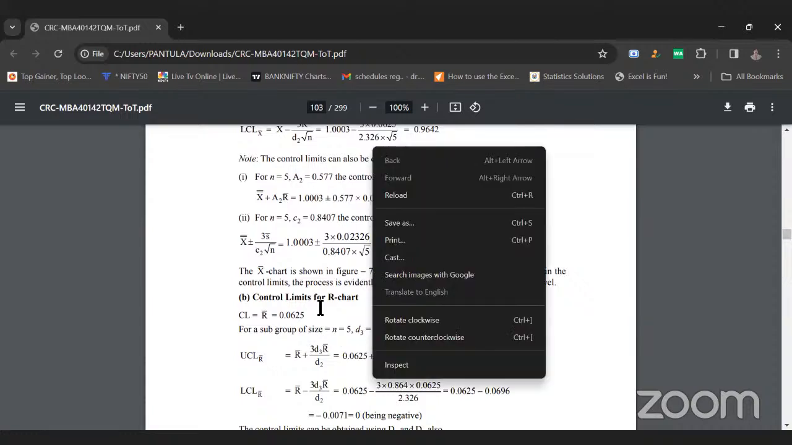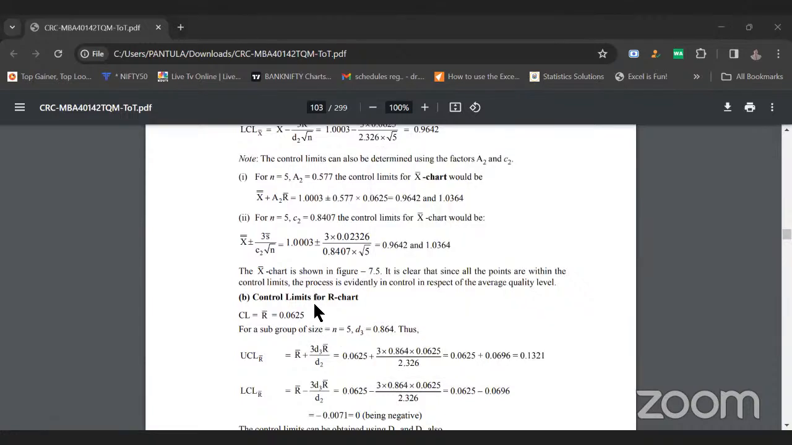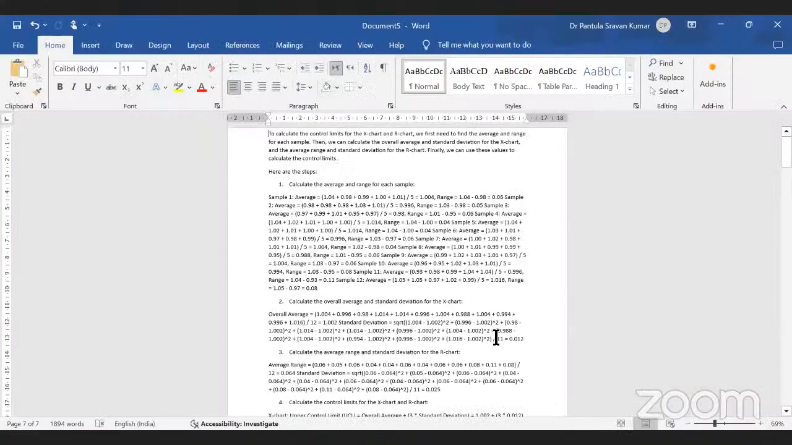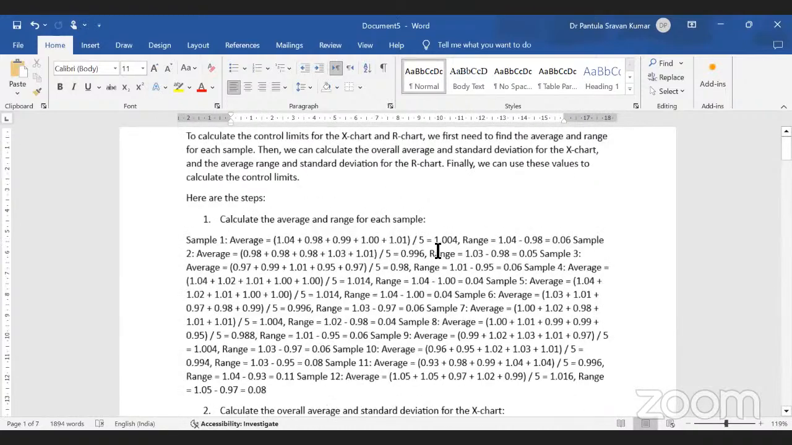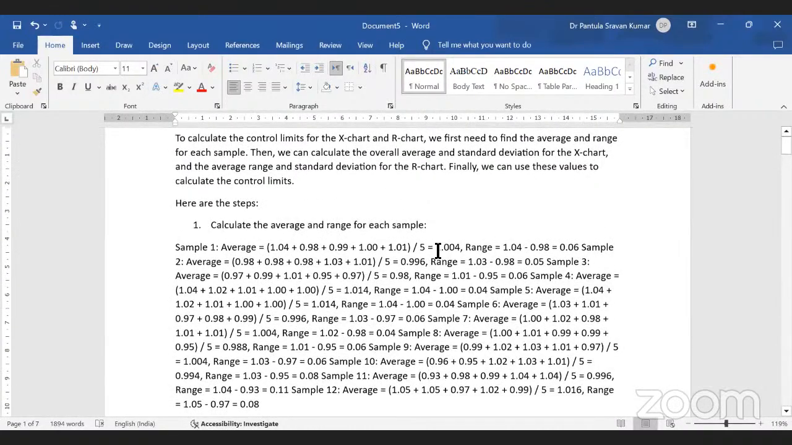Let me share one more screen. The calculation part I did in Word, so that you can easily understand. Hope my Word screen is visible, right?